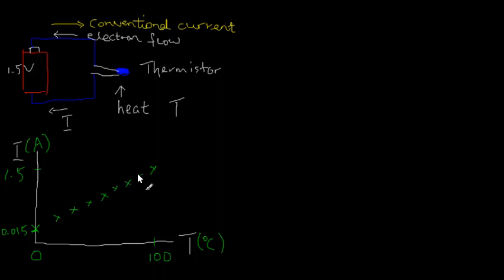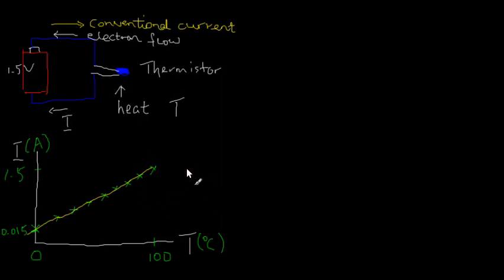So I might get a graph that looks like this, with the current increasing as I heat, as I warm up the thermistor. Okay, so I'll get a graph that is increasing, and this shows that the thermistor resistance drops as temperature goes up.